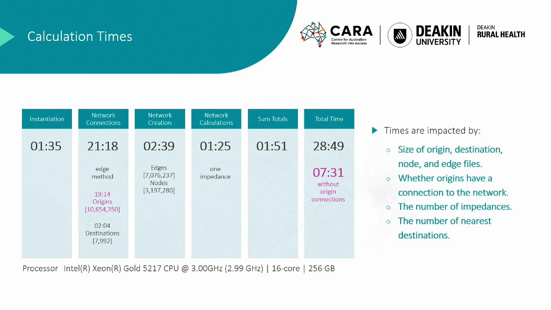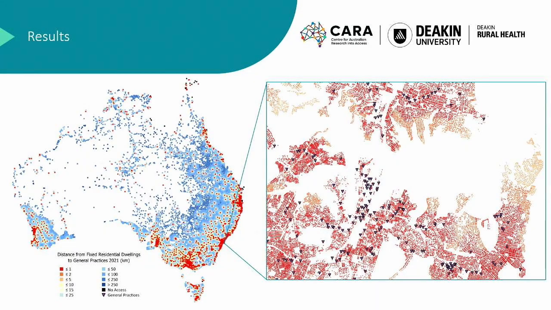So we have a fair bit of variance with this, and it depends on the machine that you're running it on as well. Anywhere from 6 minutes to 10 minutes is usually an average calculation time if we're not having to do those origins as well. And then I've just noted a few of the impacts for the time there. So obviously the size of all the data and the number of nodes, edges, and origins and destinations does affect that time. Whether the origin's already connected or not, the number of impedances, and then also number of destinations.